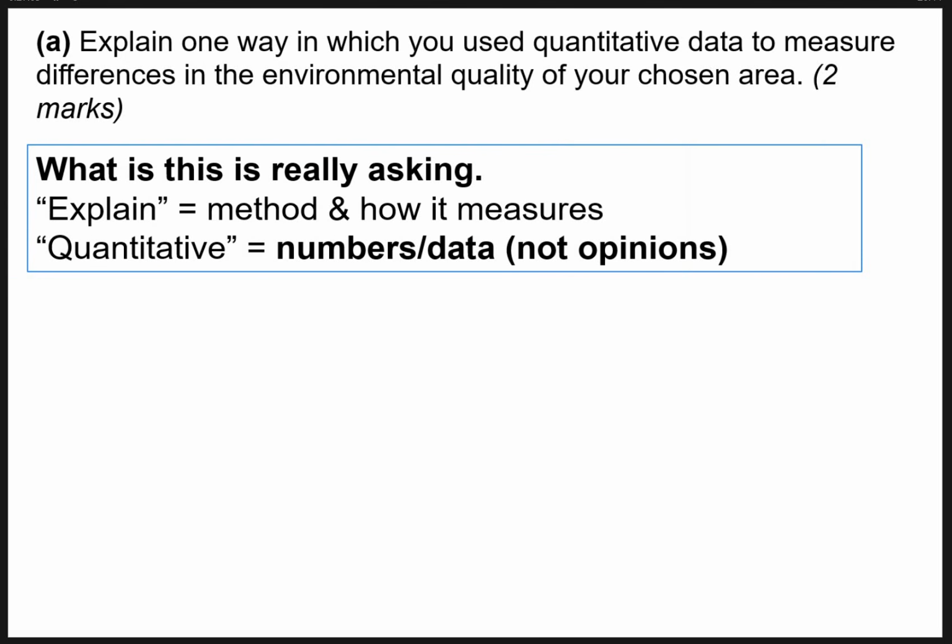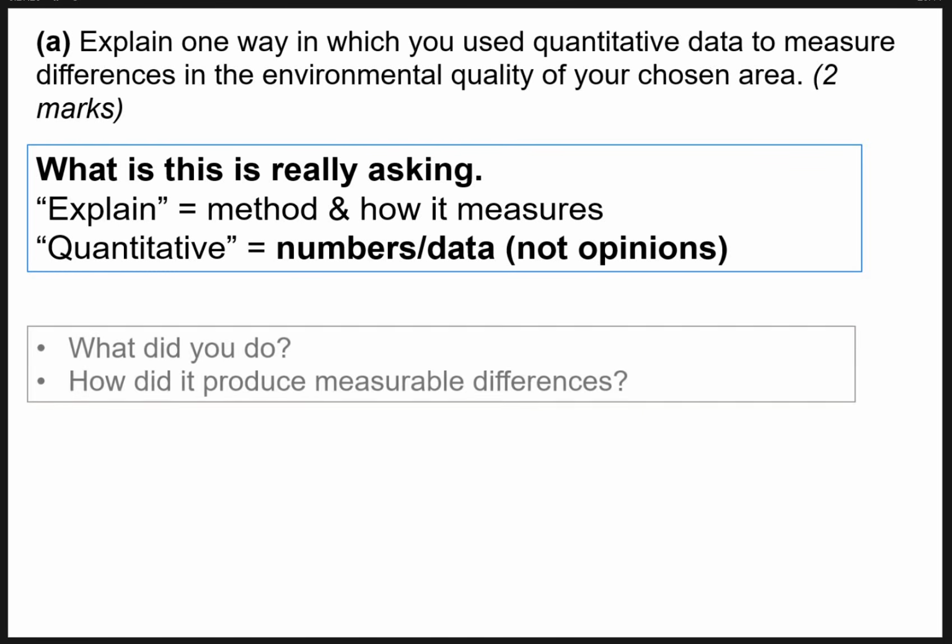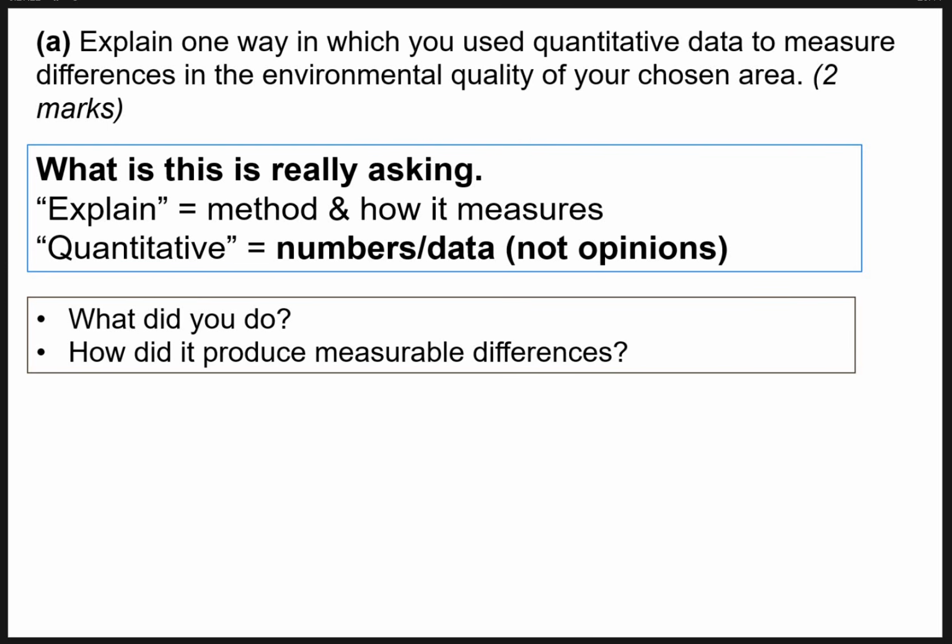So, what's it asking? It's an explain question. So we want method, how it measures, and it's asking about quantitative data. This is about numbers, data, not opinions. So it's basically, what did you do? How did it produce measurable differences?